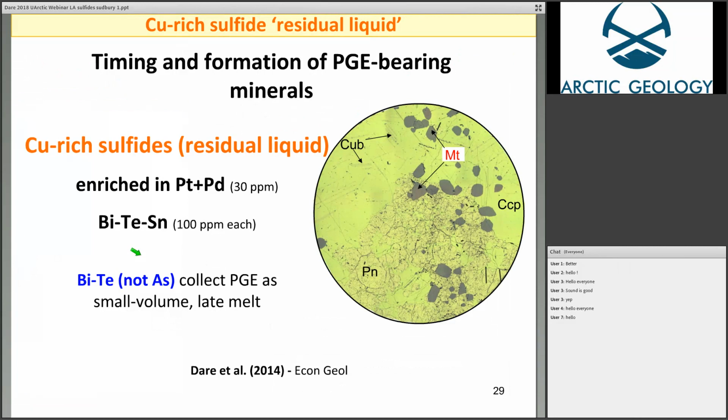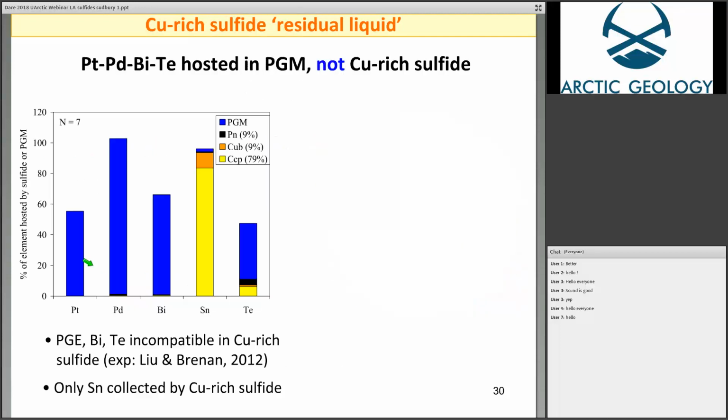pentlandite. So now I'll show you what happens towards the end of sulfide fractionation when you have copper-rich residual liquid, essentially. How do the PGE distribute themselves among the different minerals? So these are the copper-rich ores, very enriched in platinum, palladium, also enriched in bismuth, tellurium, tin, and in fact here I just want to demonstrate that it's the bismuth tellurium that's very effective in collecting the platinum group elements as a small volume late melt rather than arsenic, as we had in the iron-rich ores.